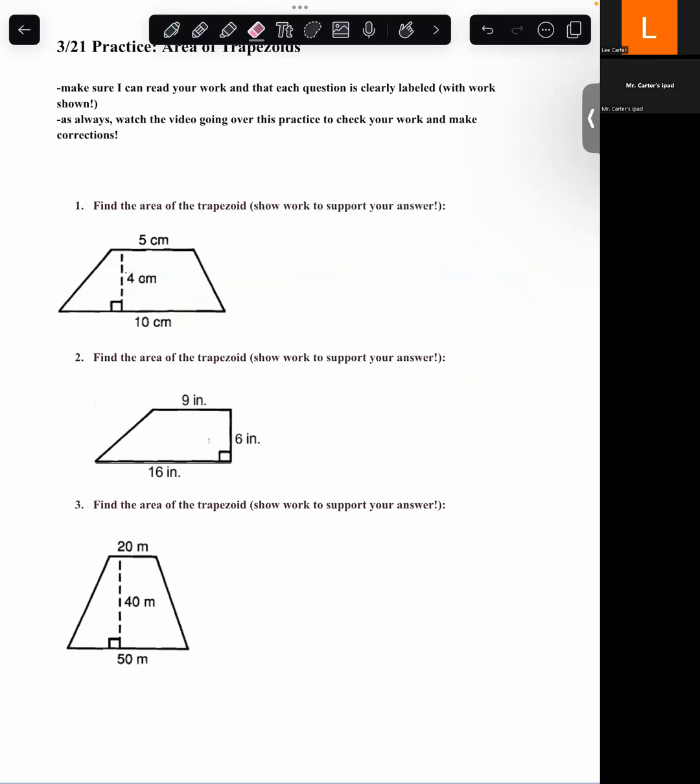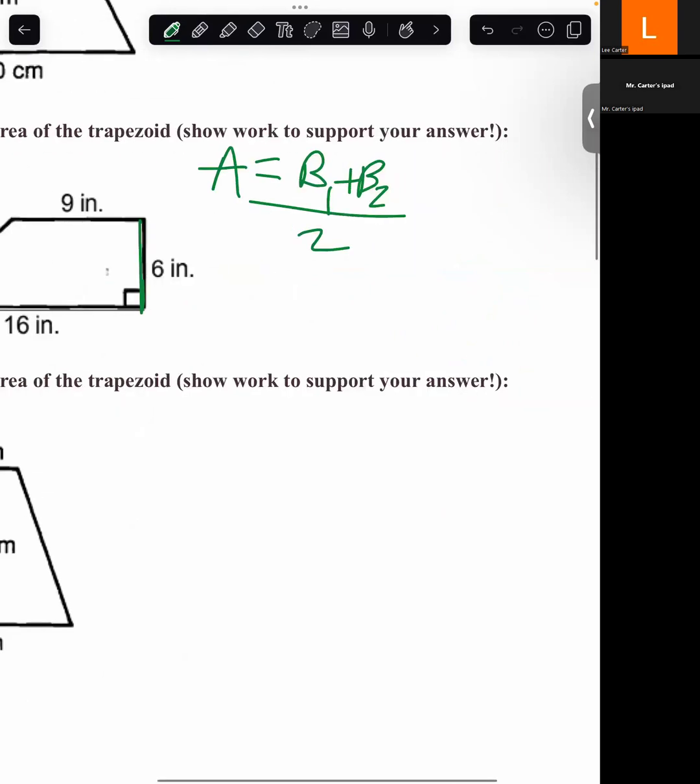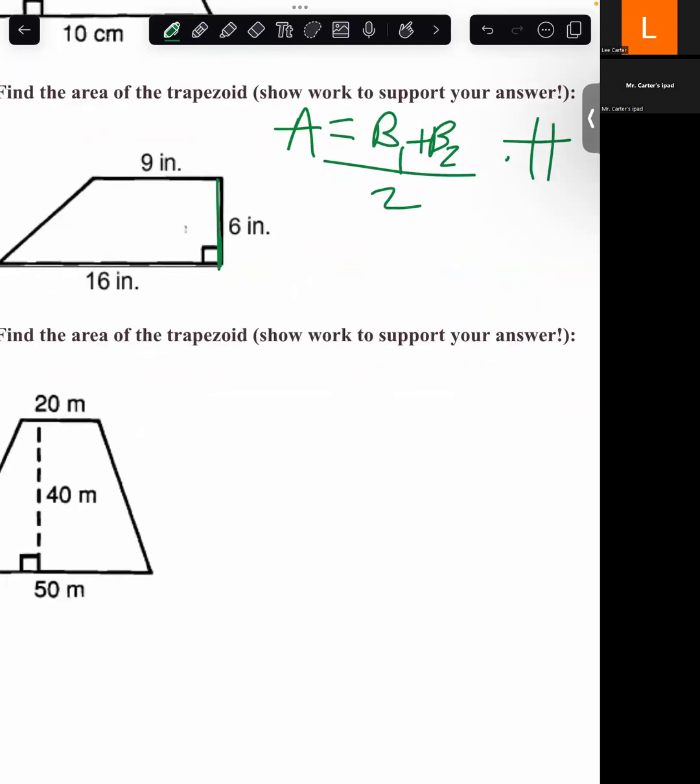Number 2: 9 and 16, and the height is 6. Again, we're going to average the two bases, base 1 plus base 2 divided by 2. That's averaging them, and then we multiply by the height. That's the only difference between this and a parallelogram or a rectangle, that there's this part taken out.